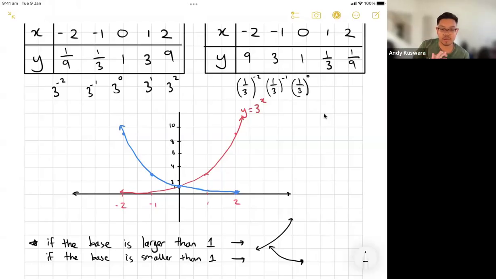If your base number is greater than 1, so 1.2, 2, 7, 12, 150, any number that's bigger than 1, your graph is going to go larger and larger and larger. If your number is in between 0 and 1, so it could be a half, a third, a quarter, 0.95, anything less than 1, you'll find that your graph becomes smaller and smaller. Okay.